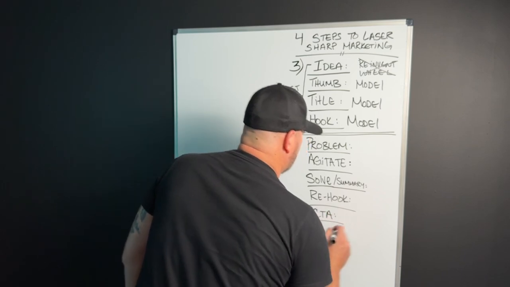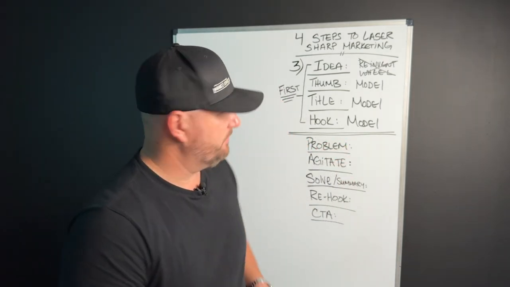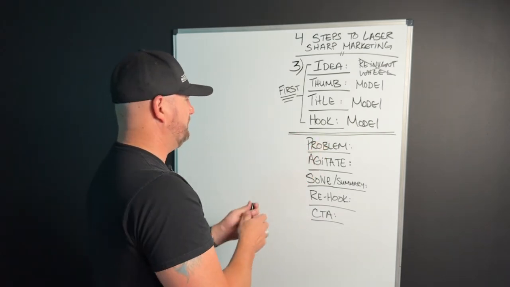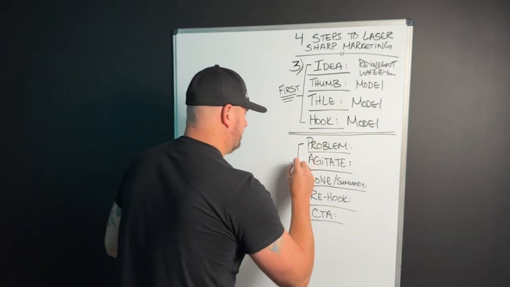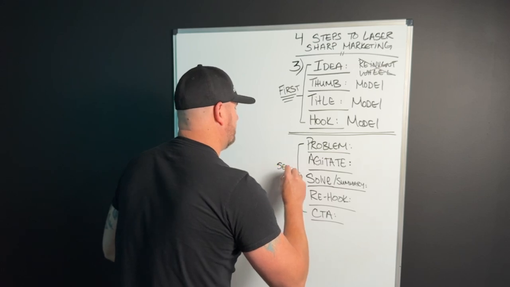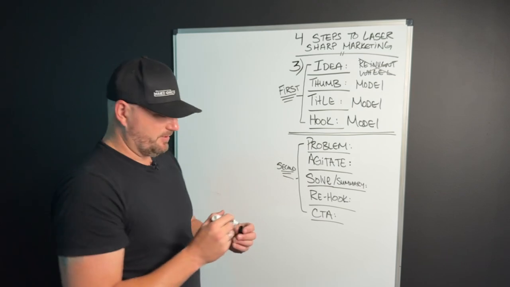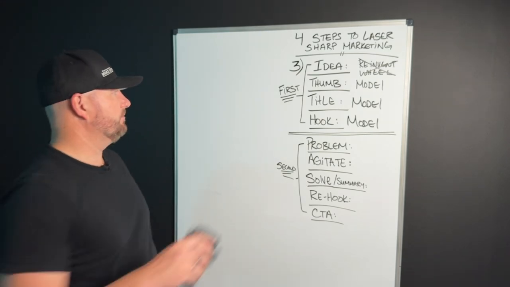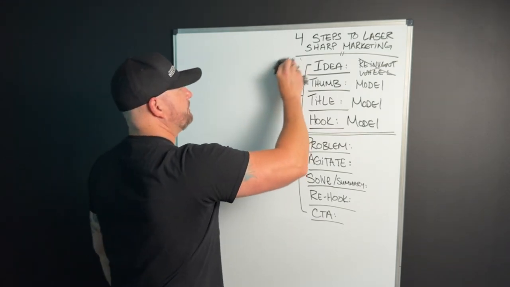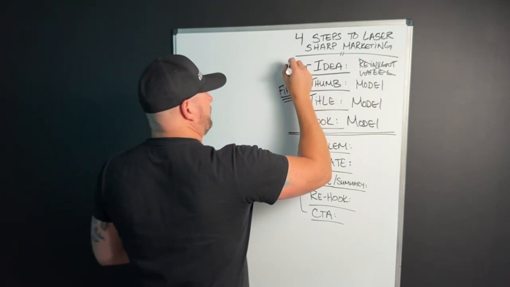Now, here's what you can do. Take a picture of this. This is what we do second. Screenshot this. I'm not going to erase it, but I am going to erase this number. So now we're going into 4.